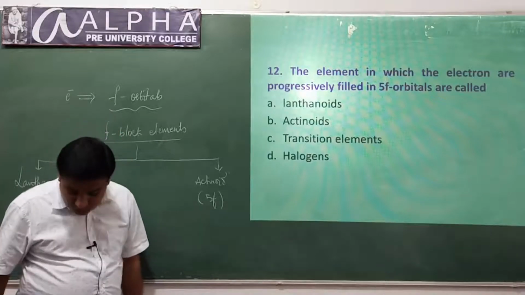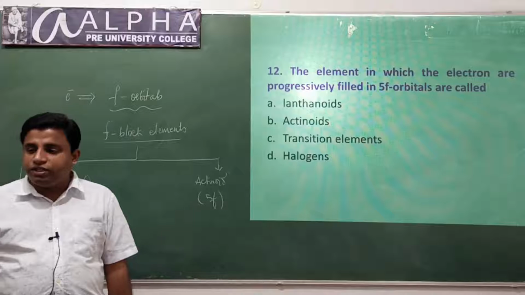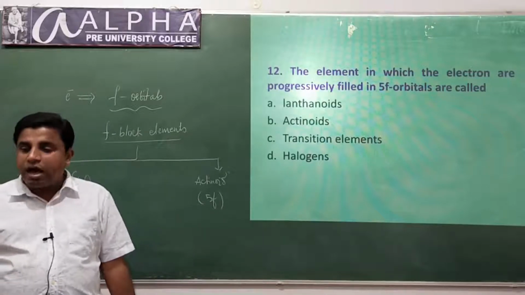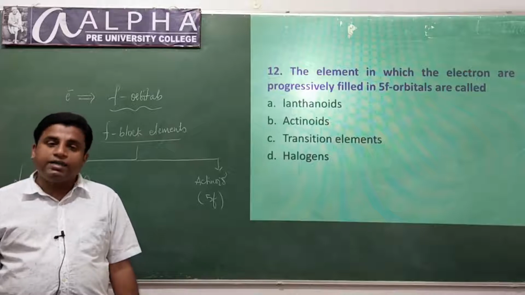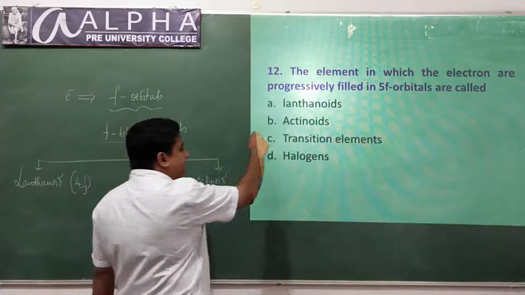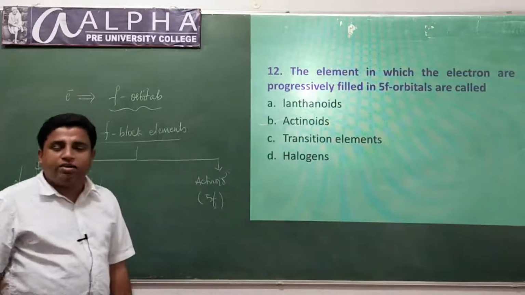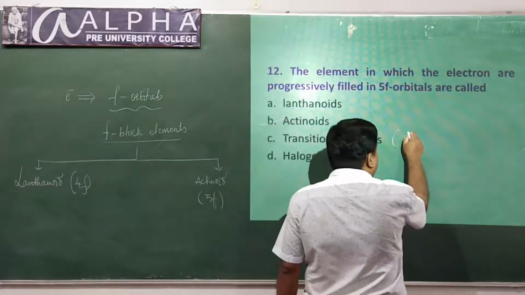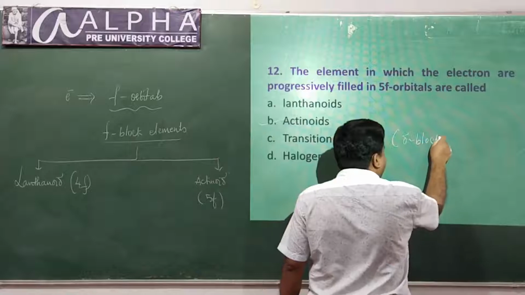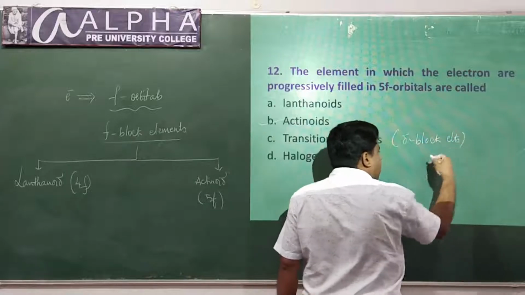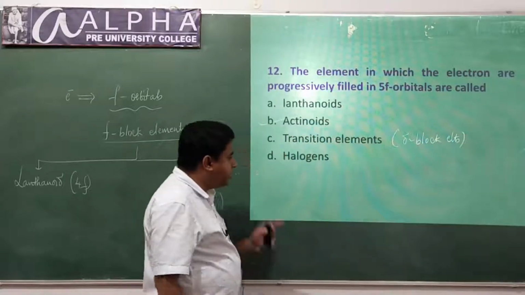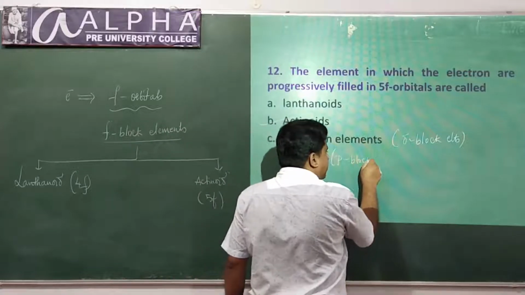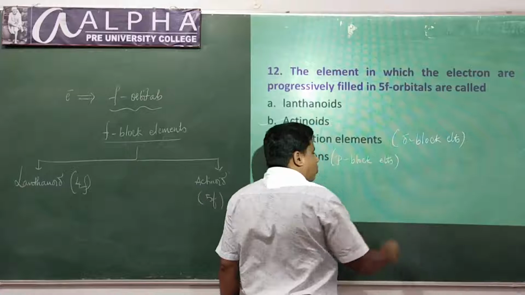So what is the question? The elements in which the electrons are progressively filled in 5f orbitals are called, are they lanthanoids? No. Are they actinoids? Yes, they are actinoids. Are they transition elements? Transition elements are nothing but d block elements. For d block elements, d orbitals are progressively filled. Halogens are p block elements. For p block elements, p orbitals are progressively filled.